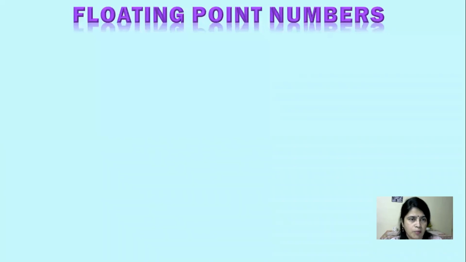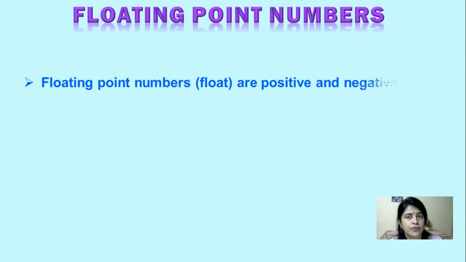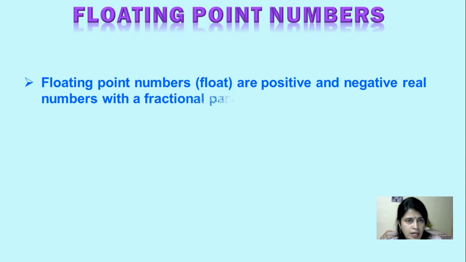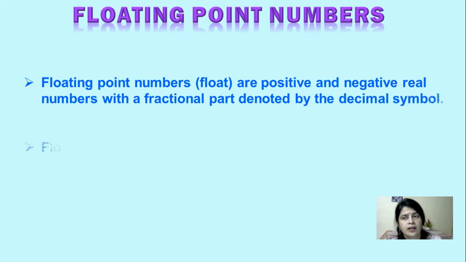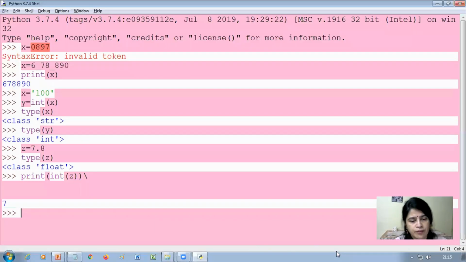Now floating point numbers. What are floating point numbers? Floating point numbers, in short we call them float, are positive and negative real numbers with a fractional part denoted by the decimal symbol. Floats can be separated by the underscore, just like we can do in the case of integer numbers. For example, say we have a equal 6.7 or maybe b equal minus 4.5. These are floating point numbers.